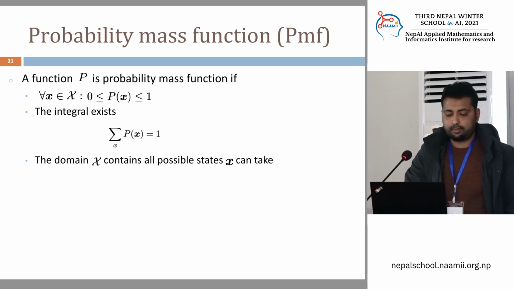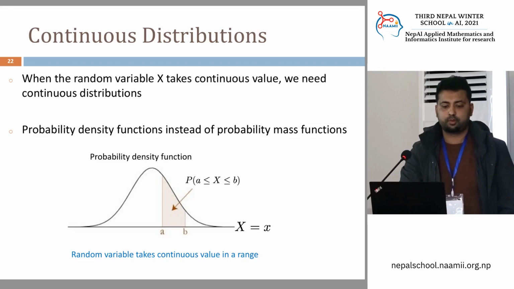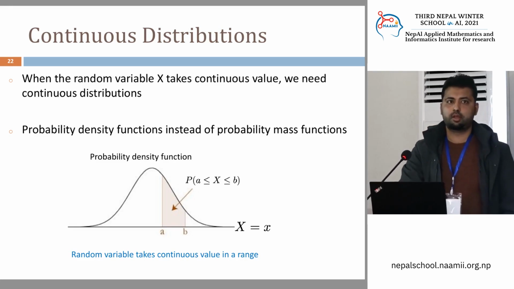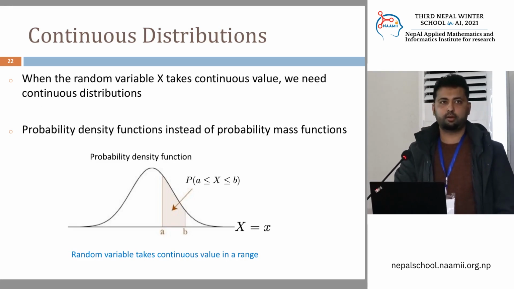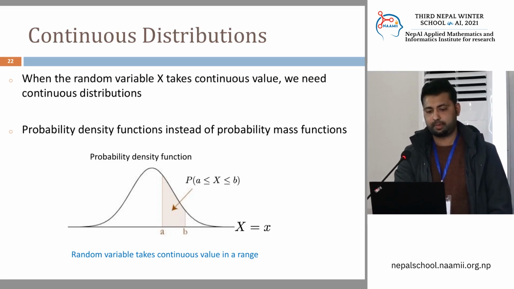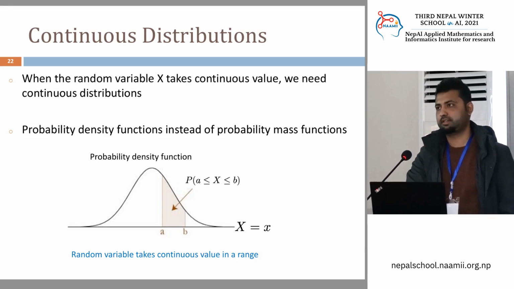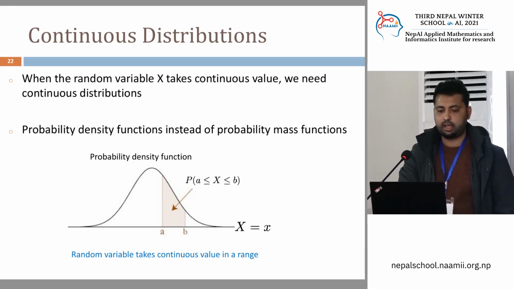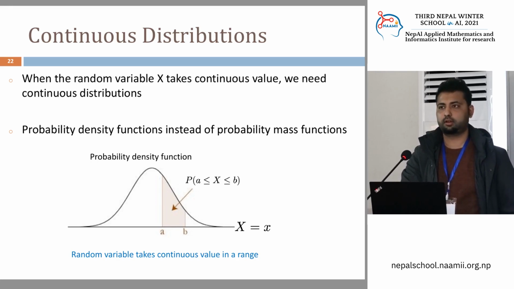So now we talk about continuous distributions. I alluded earlier that not all events are discrete in nature. There are some continuous events, for example, stock prices, and you want to describe this in some sort of distribution. The thing that you use to describe continuous variables is called a probability density function, as opposed to a probability mass function.